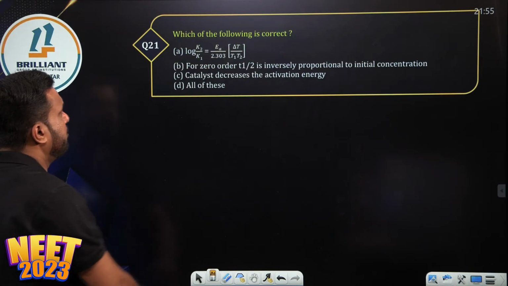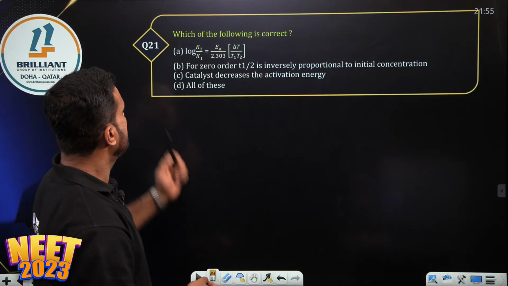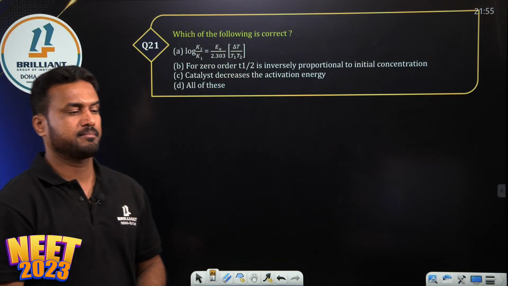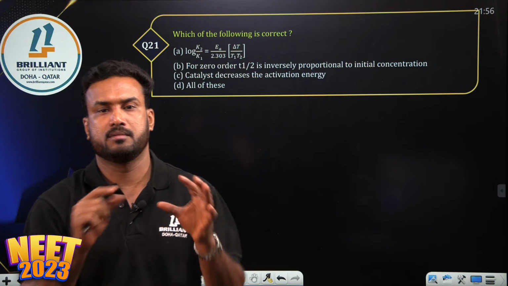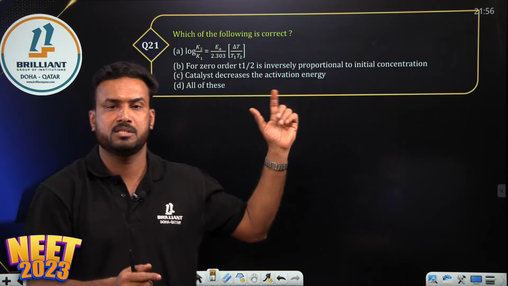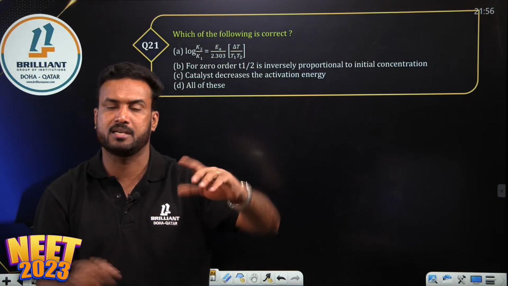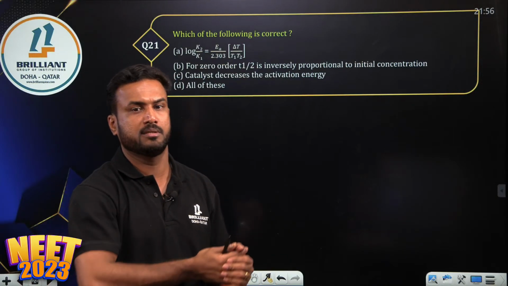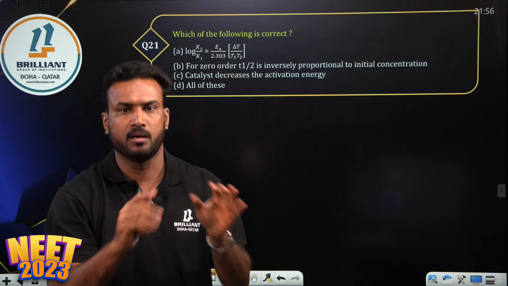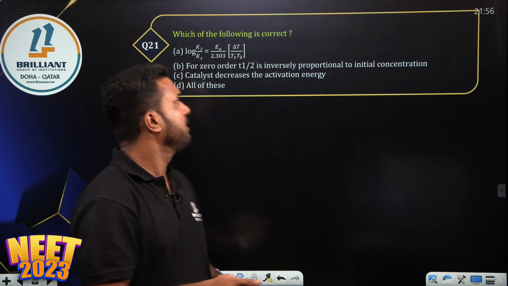We will go to question number 21. Which of the following is correct? Read the question carefully. I told you that assertion reason type or this type of theoretical question will come, which one is correct, incorrect, which statement supports the other one. Some of the questions may be a bit lengthy, so prepare for that.